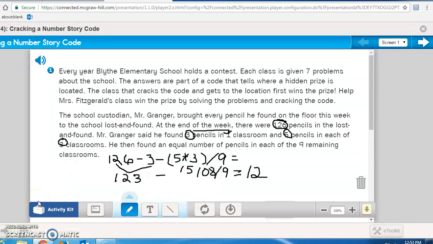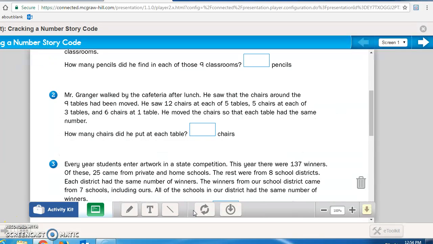Remember, to figure out these number stories, you really have to look at what the question is asking you to figure out, and then go back into the written problem and look at the numbers you will need to finish the problem.